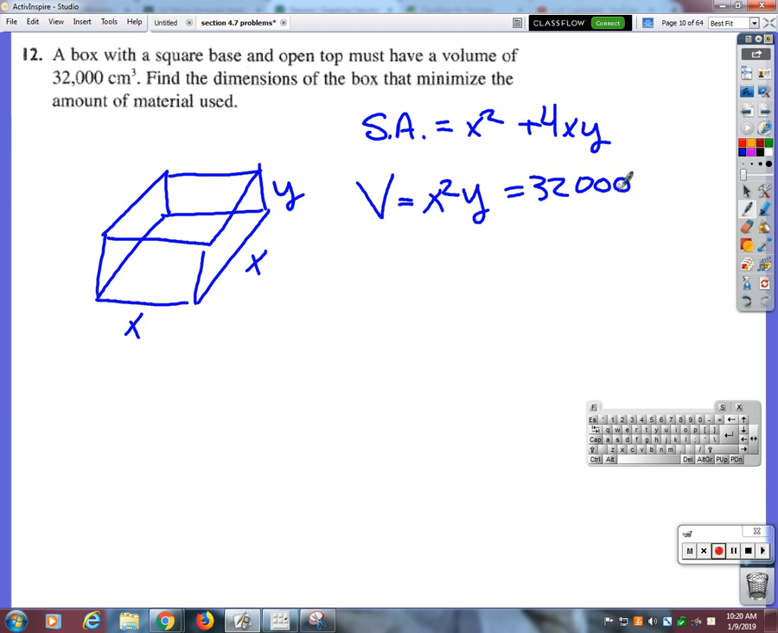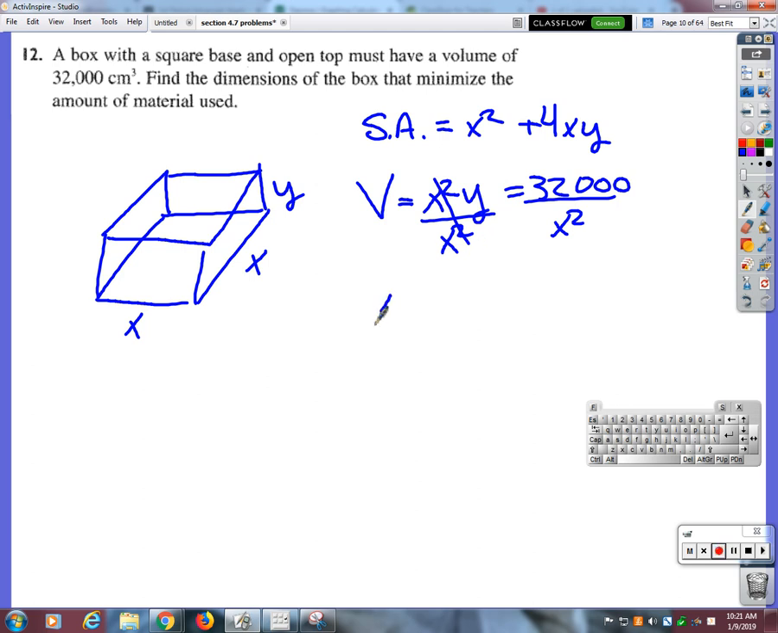All right, Tegan, chance to redeem yourself. What are you going to solve for? Okay, is that what you did too, Elena? Okay. So you solve for h, yeah, okay. So we divide both sides by x squared. So that means y equals 32,000 divided by x squared.